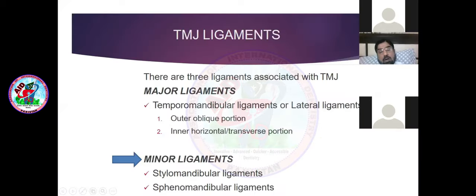Now we are coming to the minor ligaments. Why do we say minor? The minor ligaments are those which have no direct connection with the temporomandibular joint functional area. They are away from the functional area, but they give accessory protective barrier to the temporomandibular joint.